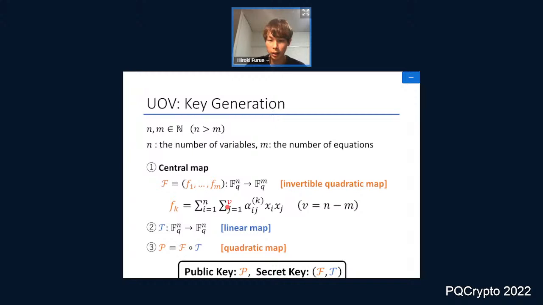This means that in each Fk, there exist no quadratic terms in the m variables from x_{v+1} to x_n. And next, we generate a linear map T from Fq^n to Fq^n, and by composing this F and T, we generate a quadratic map P, and this P is the public key, and the secret key is F and T, like this.